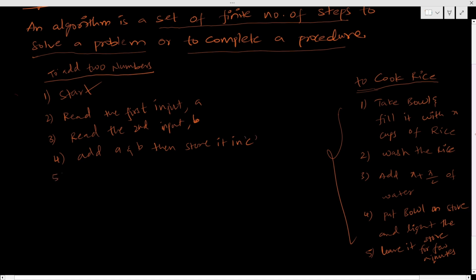Then the fifth step would be print c. So what we did is: the first step is start, the second step is read the first input, the third step is read the second input, then we add the first input and second input and store the result in another variable c, and then we print the value of c. This is how an algorithm looks to add two numbers, isn't it?